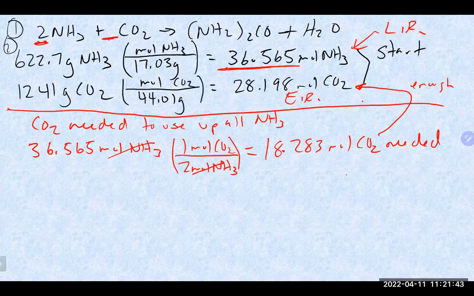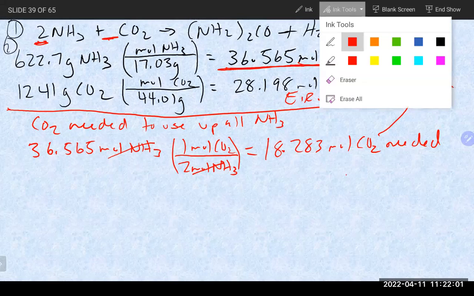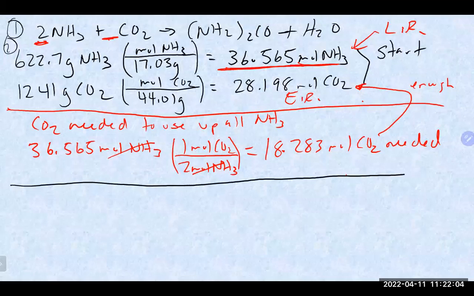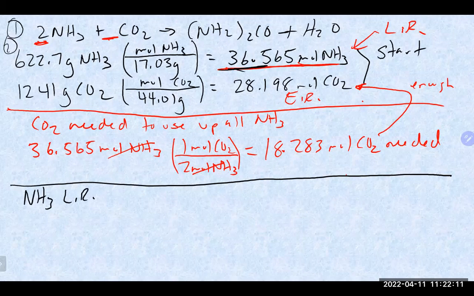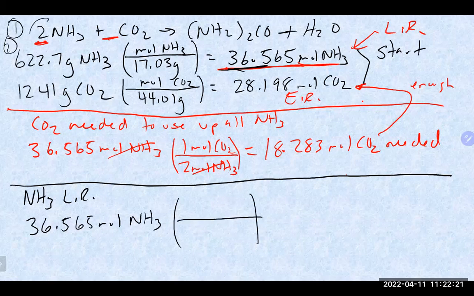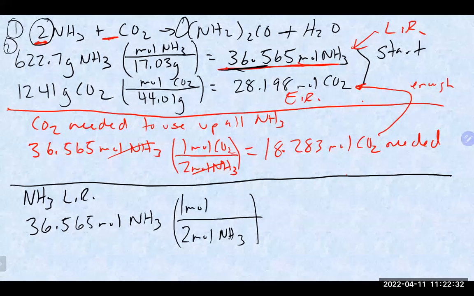Any questions on that? Now that I didn't screw it up as badly there. Okay, so in this case, like I said, as long as you can determine one as your excess, by default the other one's your limiting. So in this instance, it is the NH3 that is our limiting, and we would want to use the NH3 here. So going back to the starting amount of our NH3, which is this guy, 36.565 moles of NH3. We're now going to do our mole-to-mole relationship between NH3 and our product, which is a 2-to-1 relationship. 2 moles of NH3 and 1 mole of our product here.